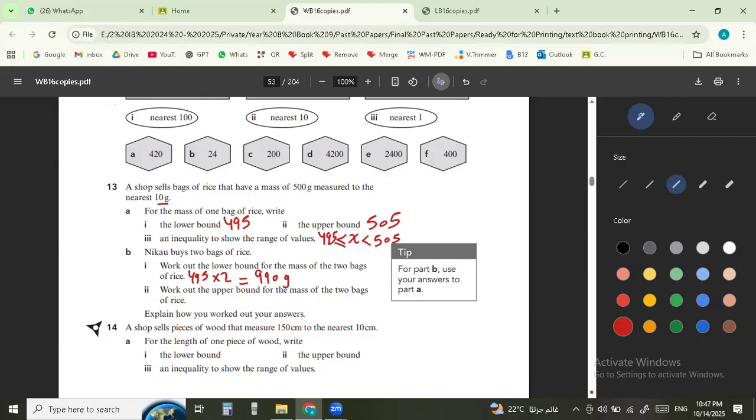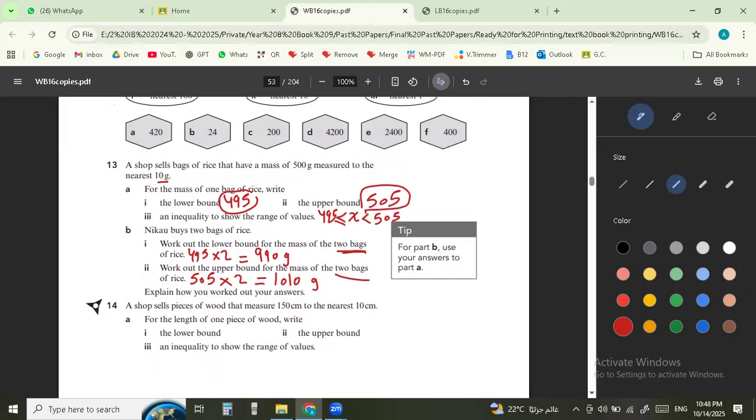All right, work out the upper bound for the mass of 2 bags. The upper bound is actually 505. We found it up there, 505, but they want 2 bags, which is going to be 1010 grams. Okay, good. Explain how you work out your answers. You just show it this way. 495, which is the lower bound we found in question A, multiplied by 2 bags that they are requesting. 505, the upper bound that we found in question A, multiplied by 2 bags that they requested. You just show the steps.